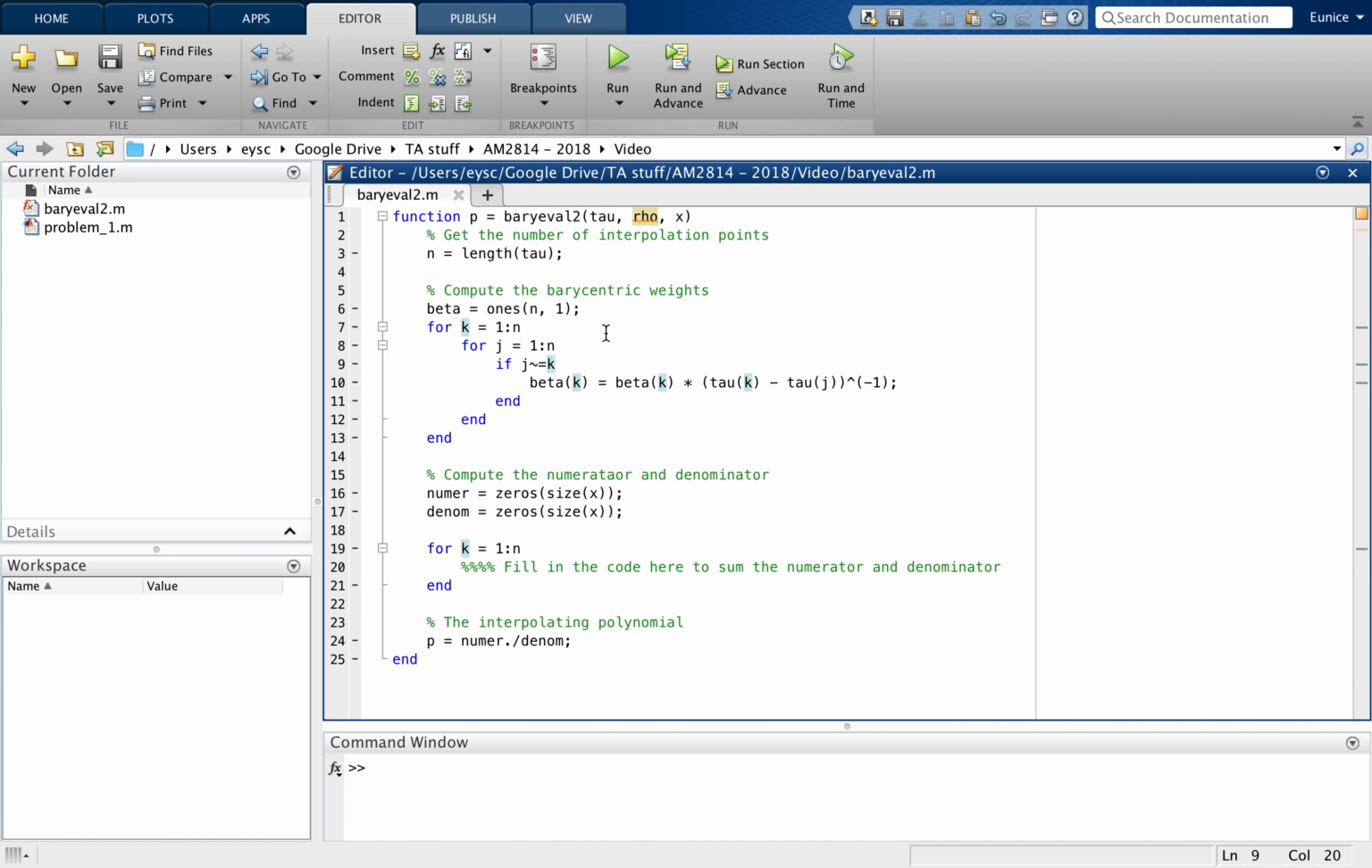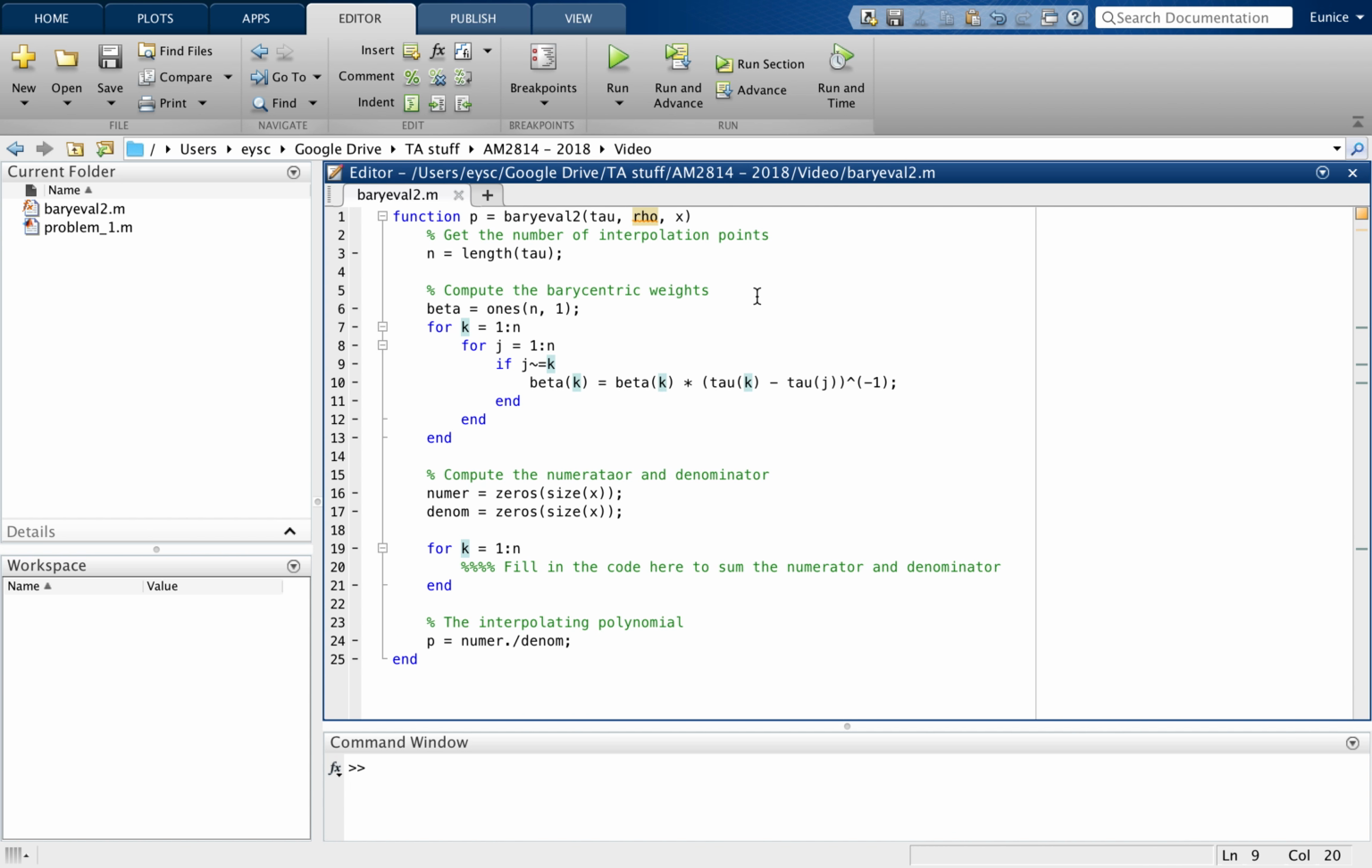In addition to that, we have p here, which is our output. Whatever we assign to p in our function will then get outputted. So make sure that you define p within your function if you're using p as your output name.